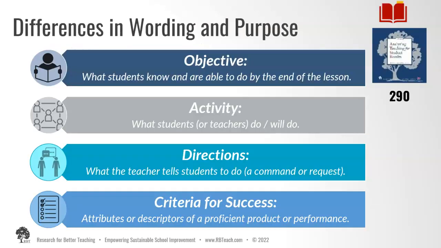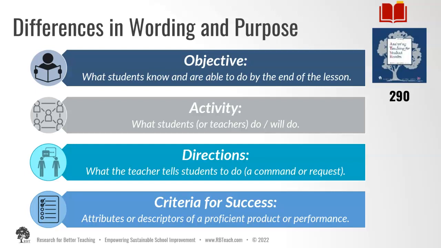So let's see the differences now between some of these words, and there's different purposes for each of them. So we talked about that objective. It's what the students know and are able to do by the end of the lesson. We talked about criteria for success, those attributes or descriptions of a proficient product or performance.